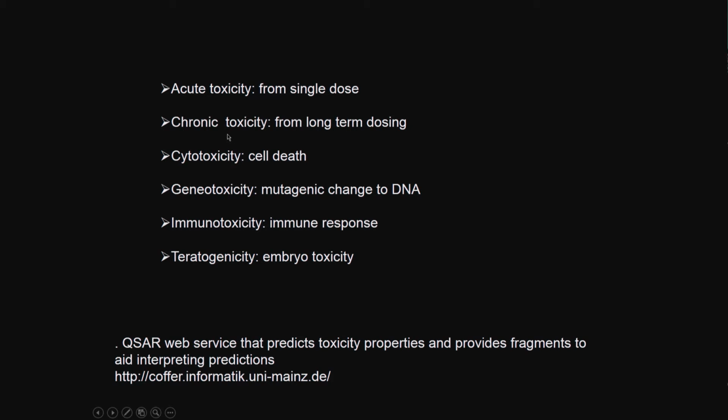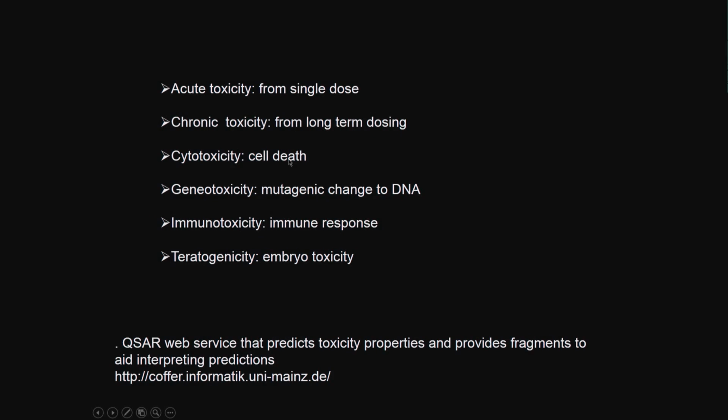Okay, so different types of toxicities. One needs to study all these if one is designing drugs, because it might not be a single dose, it could be a long term dose. Cell death, a lot of mutagenic changes to the DNA can happen, it may affect immune response. Some of these toxicities you may be able to find out in long term studies, some could be short term, and some need to be studied in very specialized conditions, looking specifically at embryo and so on.